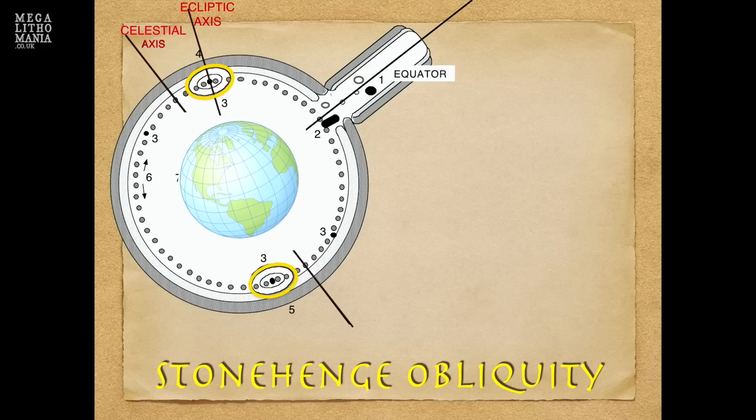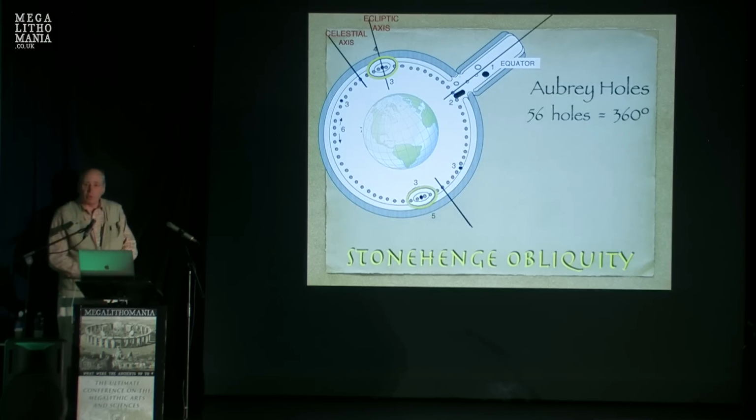And how can we calculate the size of those yellow circles? I think we can do it by looking at the Aubrey holes. If you're familiar with Stonehenge, you will know that there's a ring of holes all the way around the perimeter, known as the Aubrey holes. And they have no real function.